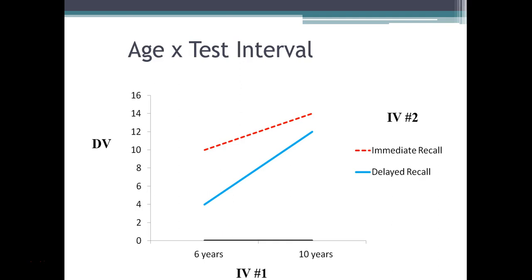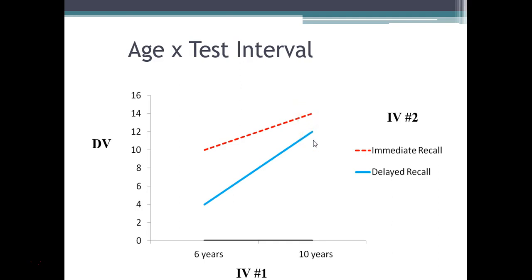And when we describe the interaction, we're just describing the pattern of what we see here. So I might say something like, there is an interaction between age and test interval, in that at 6 years old, children perform much worse on delayed recall compared to immediate recall. But at 10 years old, there's not a very big difference in their performance between immediate and delayed recall. That's the idea of it depends.